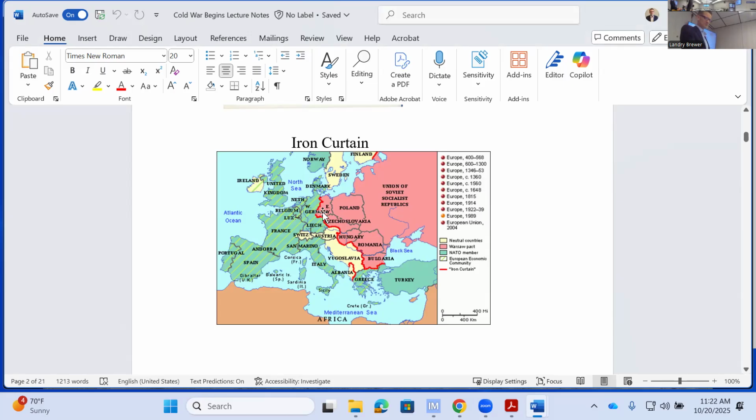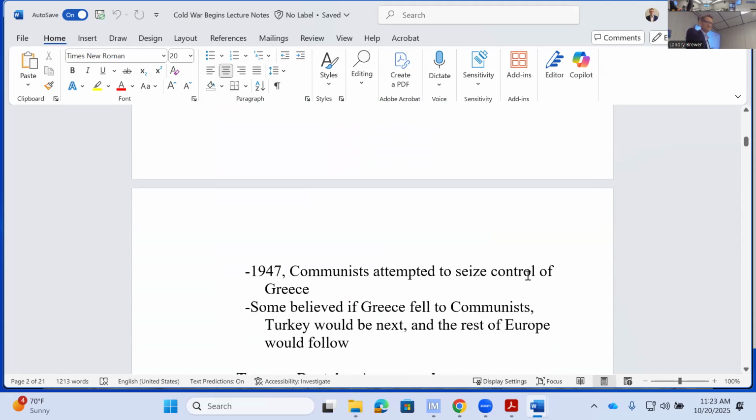To the west of this red line, to the west of the Iron Curtain, countries were free to govern themselves, to choose how they would be governed. In the East, not so much, because people who lived in communist countries lost their political liberty. There was only one legal political party, the Communist Party, and the Communist Party governed all of these countries with an iron fist, just like the Communist Party governed the Soviet Union with an iron fist.